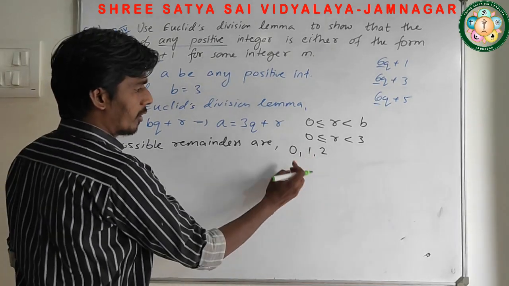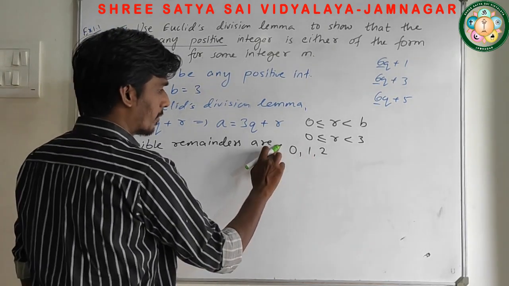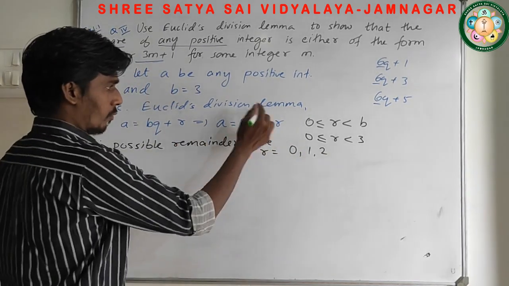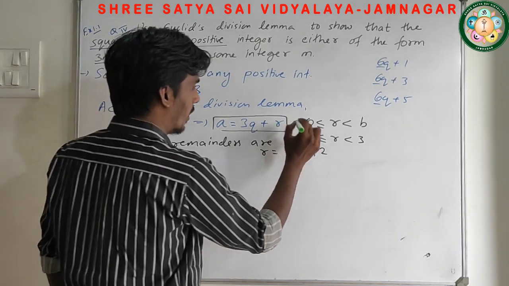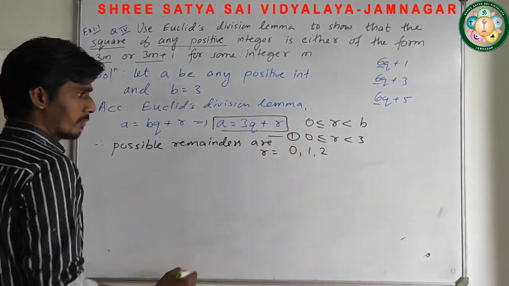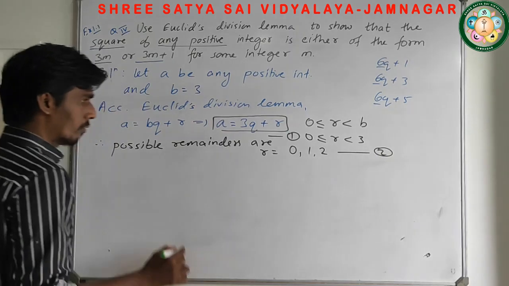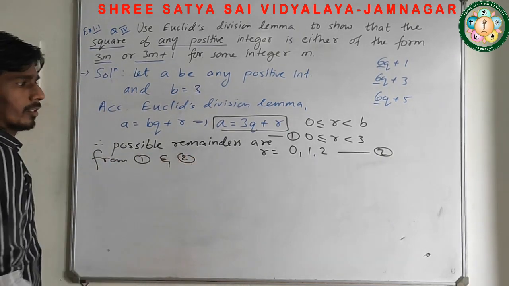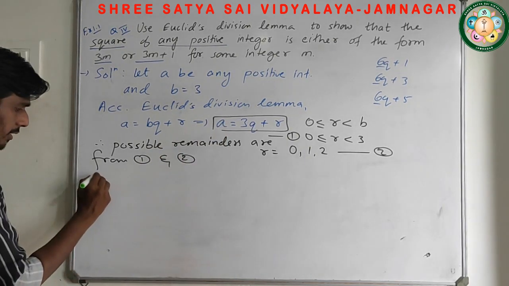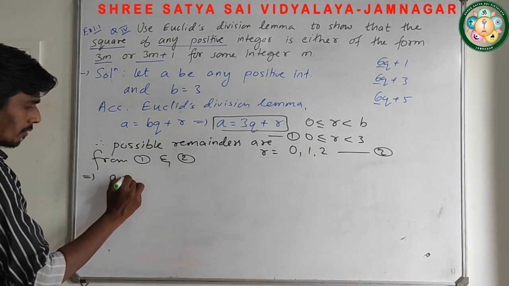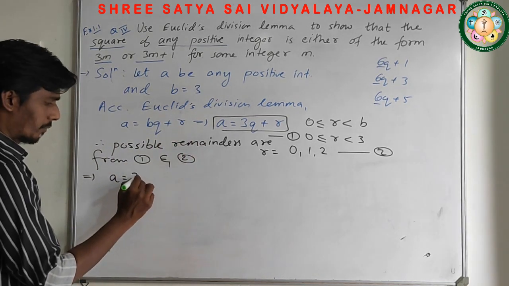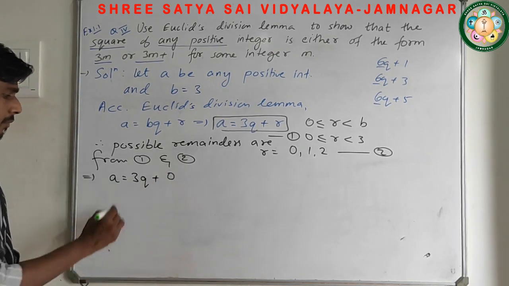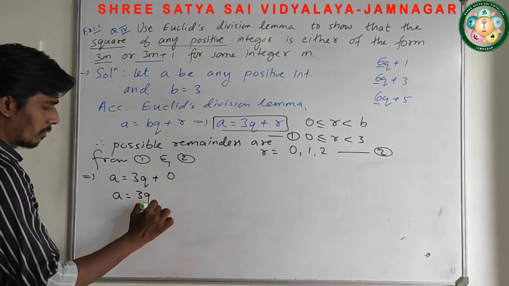Now we'll replace this value of remainder. r is equals to 0, 1, 2 here in equation 1. Say this equation is 1, and say this remainder is 2. So from 1 and 2, integer a is equals to 3q. What is the r here? It's 0. So I got a is equals to 3q.